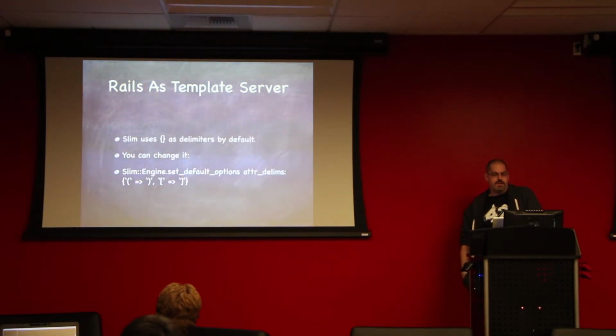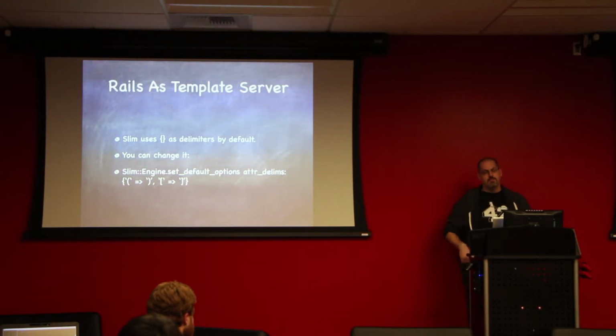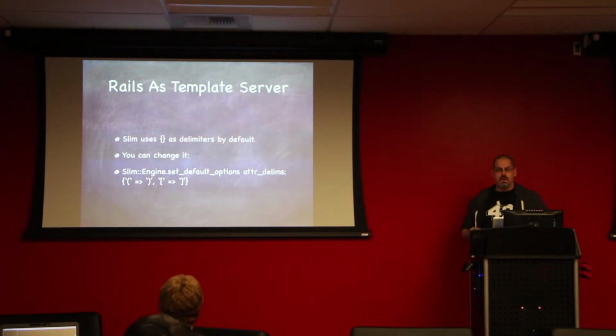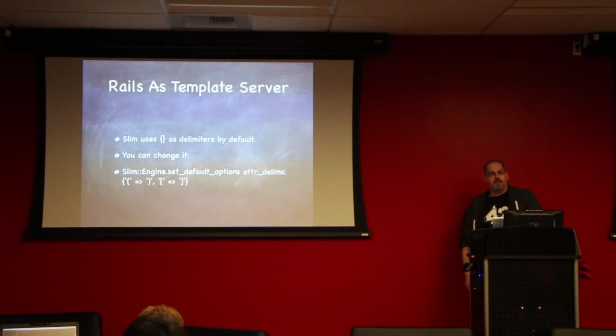Also, Slim uses curly braces as delimiters by default, so you can turn that off. By default, it actually uses parentheses, square brackets, or curly braces. But what you can do is change it and say, hey, I only want you to use parentheses and square brackets as delimiters. You just leave out the curly braces, and that way you can do your curly brace Angular references for your templating.